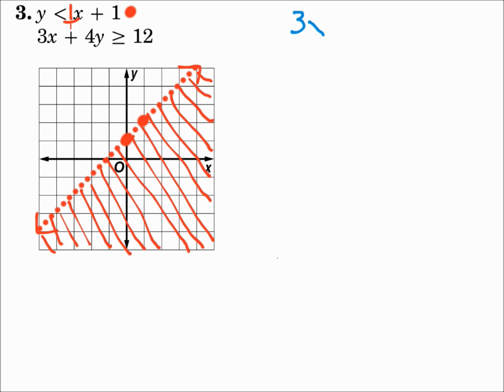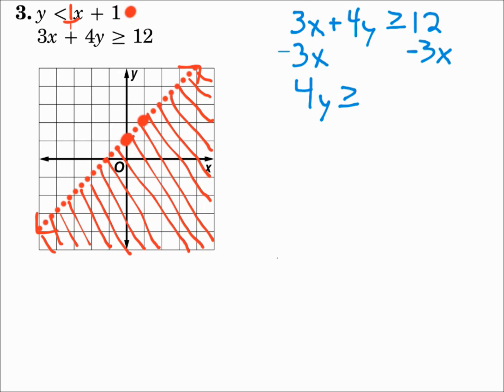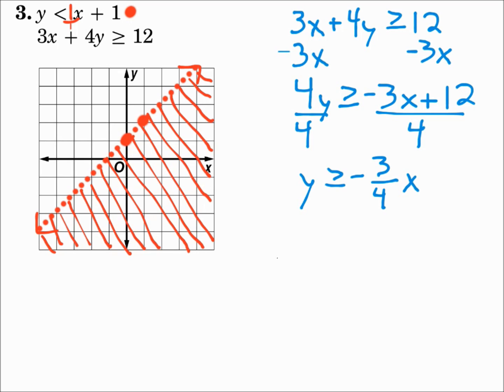The second inequality, we need to solve for y before we can graph it. We need it in slope-intercept form. Subtract 3x from each side. And instead of saying 12 minus 3x, say negative 3x plus 12, because you want the x's to come first. Then divide both sides by 4. The 4's cancel on the left, leaving y. And negative 3x divided by 4 is negative 3/4 x. 12 divided by 4 is 3.